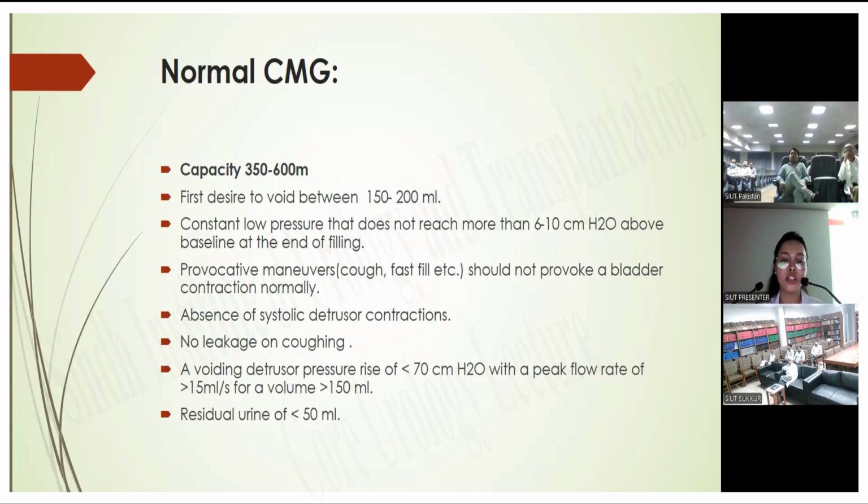During voiding, detrusor pressure rise of less than 70 centimeters of water with a peak flow rate of more than 15 ml per second for a volume of more than 150 ml. There should be residual urine volume of less than 50 ml.